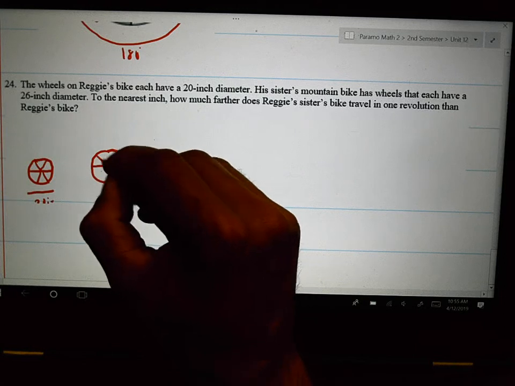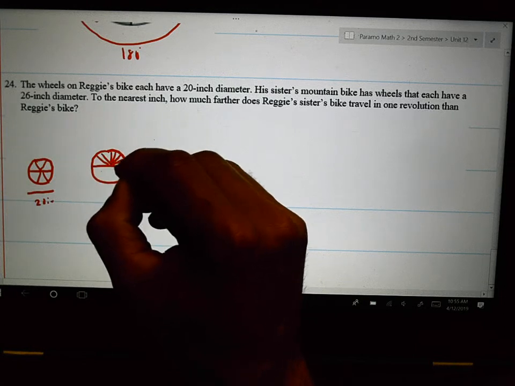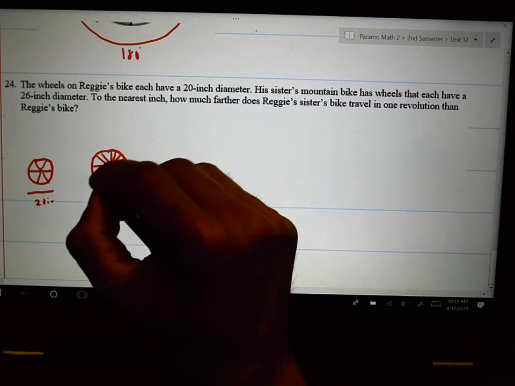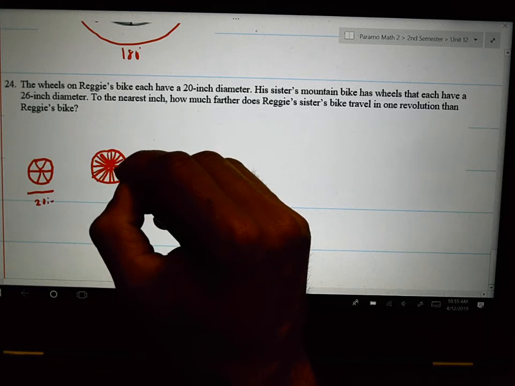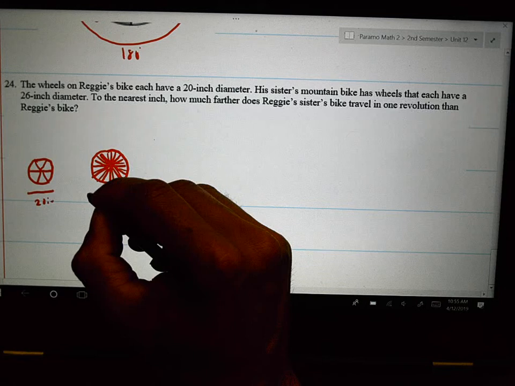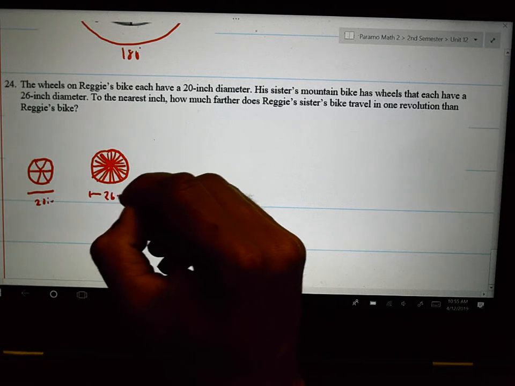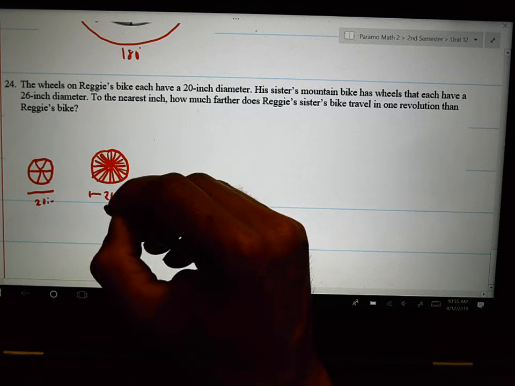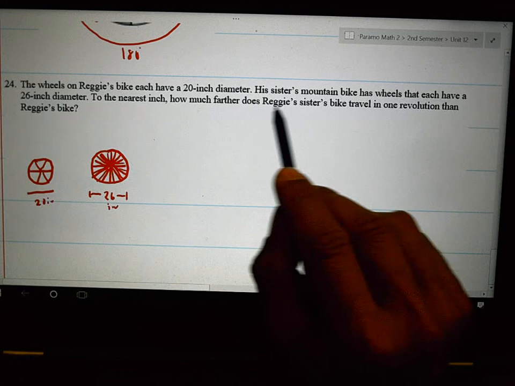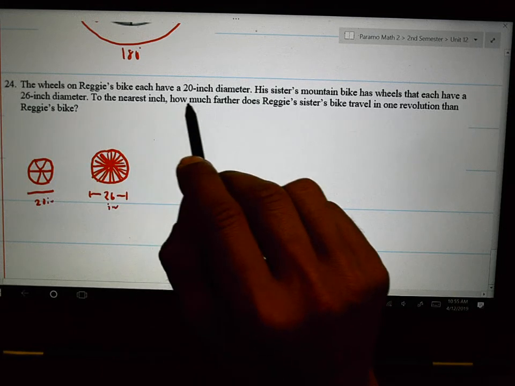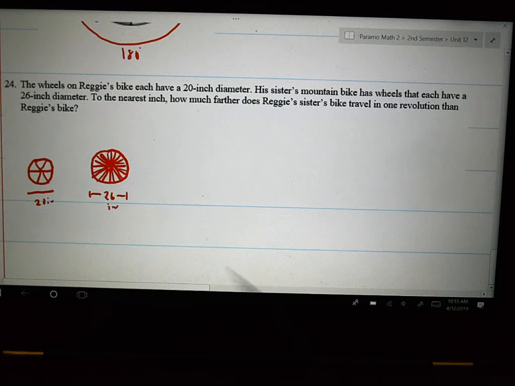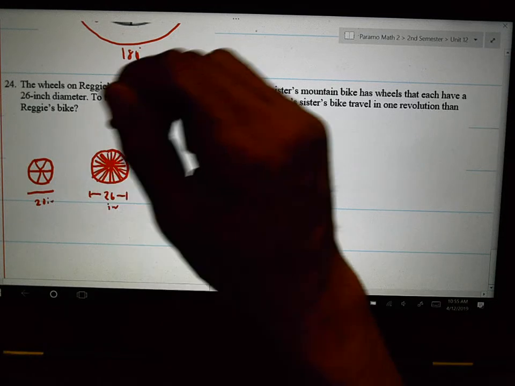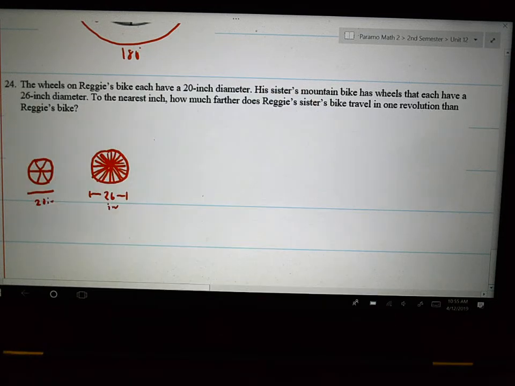We'll give her more spokes. It's a weird word, spokes, but that's what they're called. And the diameter of her bike is 26 inches long. The question says, to the nearest inch, how much farther does Reggie's sister's bike travel in one revolution than Reggie's bike? A revolution means one time around the whole circle.